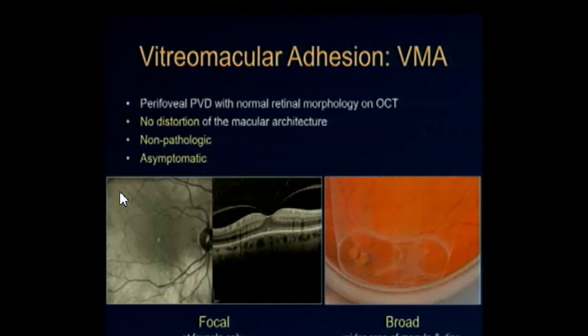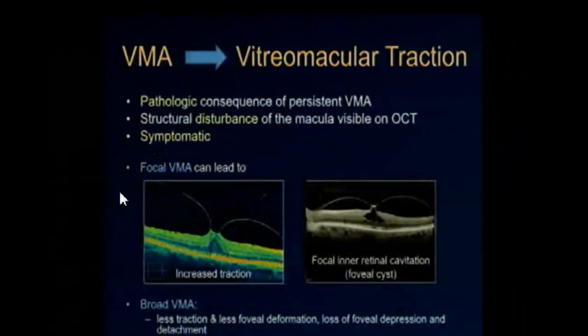Now, a vitreomacular adhesion is a perifoveal PVD with normal retinal anatomy. On the OCT, there is no distortion of the retinal structure. It's beautiful, okay? It's non-pathologic. It's part of aging. It may take time for this vitreous to lift from the fovea, and it's asymptomatic. And it can be very tiny, just at the tip of the fovea, in the middle of the fovea, and it can also be broad, okay? It's not necessarily just on the foveola. It can be a little bit broad with a wider area.